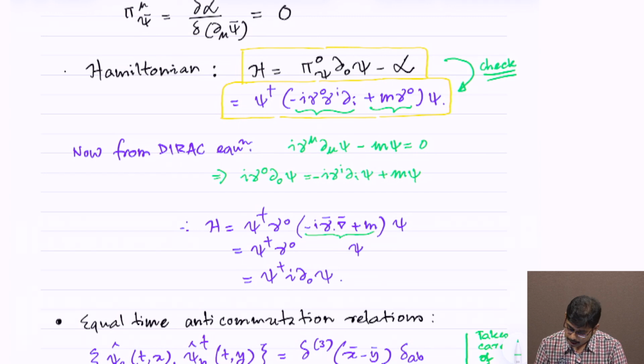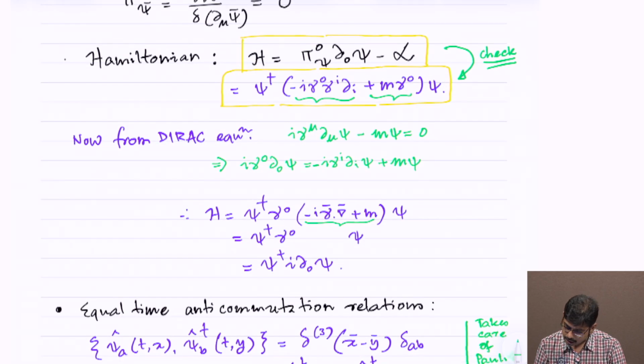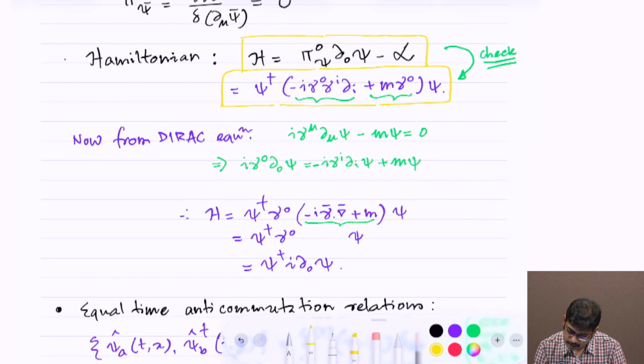Now, you look into the Hamiltonian once more. What you basically have is minus i gamma 0 gamma i del i plus m gamma 0. Now, let us look into the right hand side of this term.